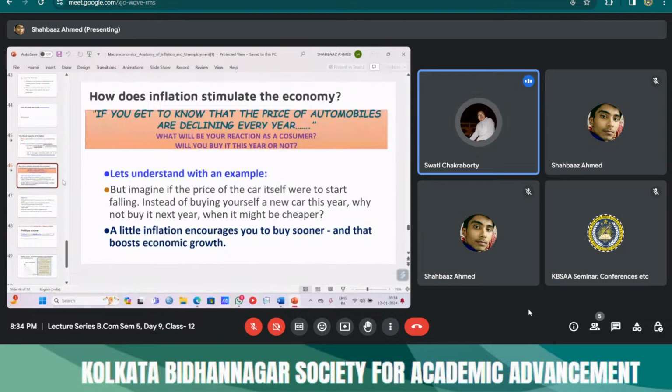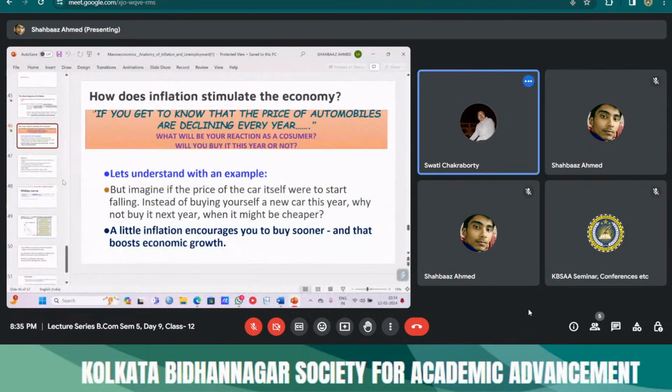So how does inflation stimulate the economy? Let's take an example: the price of automobiles is declining every year. What will be your reaction as a consumer? Will you buy it now or later, when it becomes cheaper? This is what happens. A little inflation encourages us to buy sooner, and that actually results in economic growth.